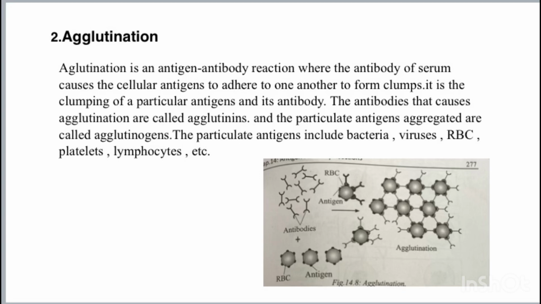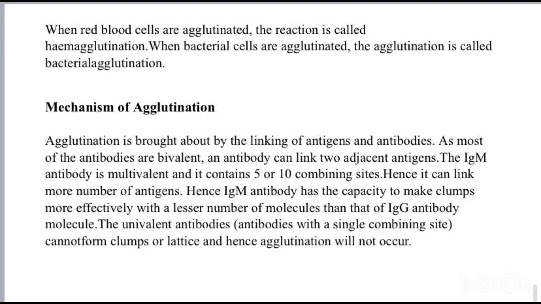The antibodies that cause agglutination are called agglutinins, and the particulate antigens aggregated are called agglutinogens. The particulate antigens include bacteria, virus, RBC, platelets, lymphocytes, etc. When red blood cells are agglutinated, the reaction is called hemagglutination. When bacterial cells are agglutinated, the agglutination is called bacterial agglutination.